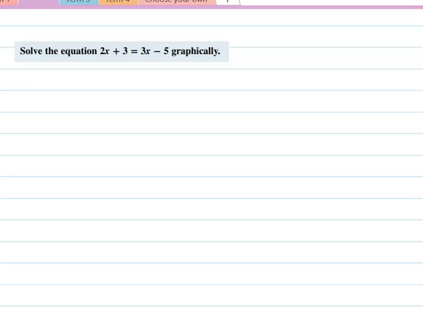Today I'm going to talk to you about how we solve these kinds of equations where you have x on both sides, and I'm going to show you what that looks like graphically. Now let's just remind ourselves of how we would normally solve an equation like this.